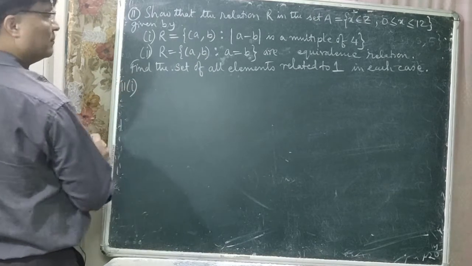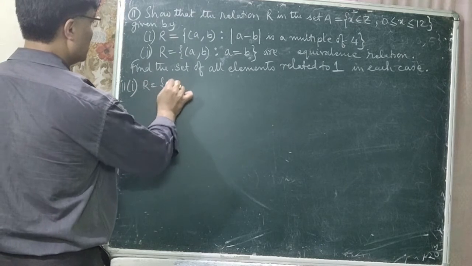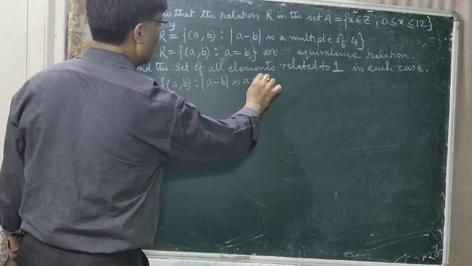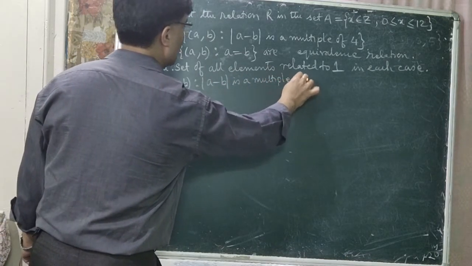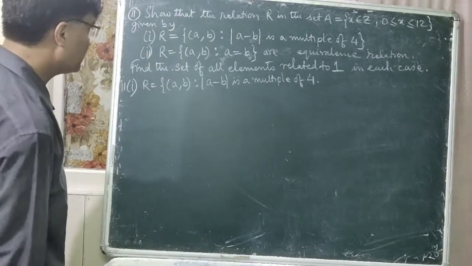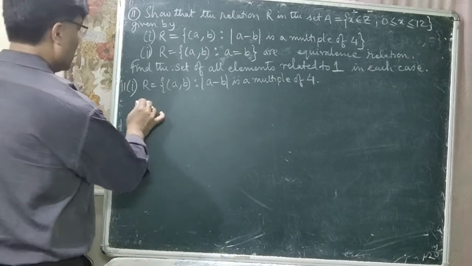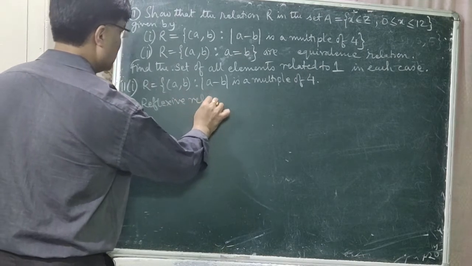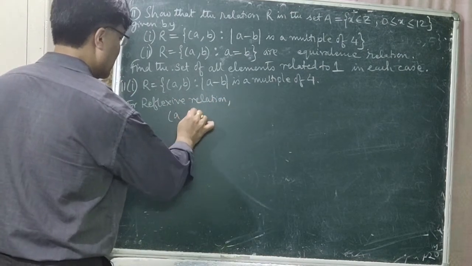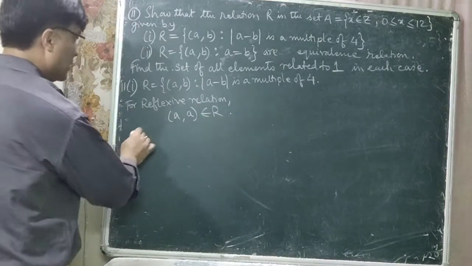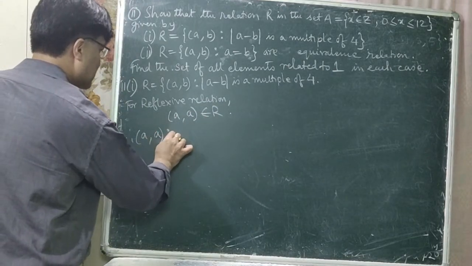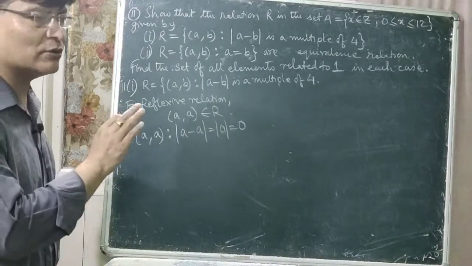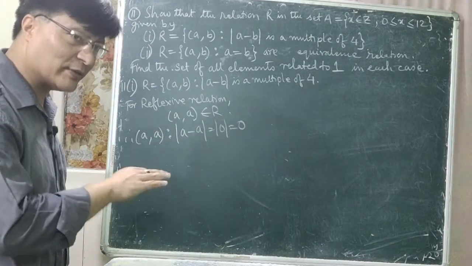So 11 number 1. That is R is equal to within second bracket a comma b such that a minus b is a multiple of 4. Right? So for reflexive relation, a comma a should belong to the relation R. That is a comma a such that a minus a is equal to within mod 0 is equal to 0. Obviously 0 is divisible by 4. You know that 0 is divisible by 4, isn't it?